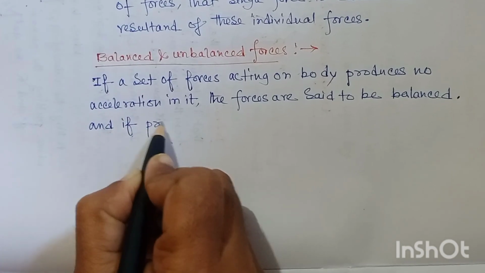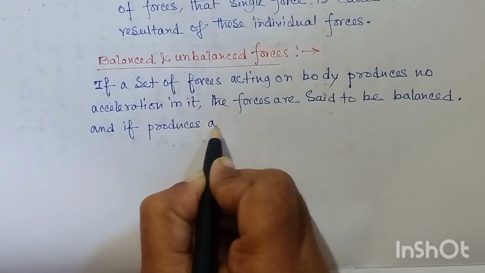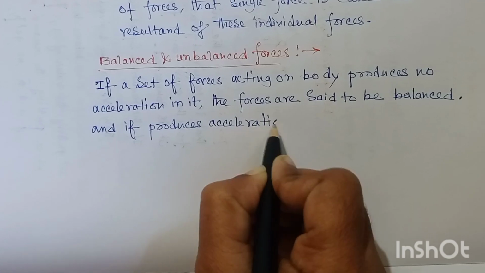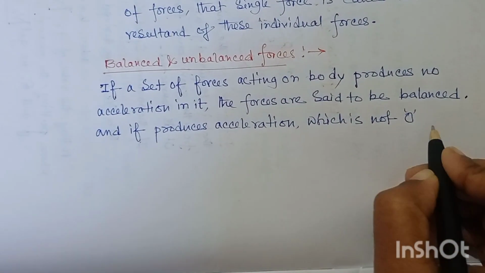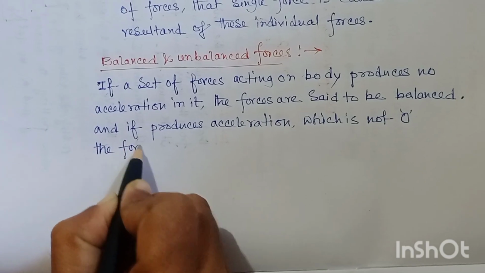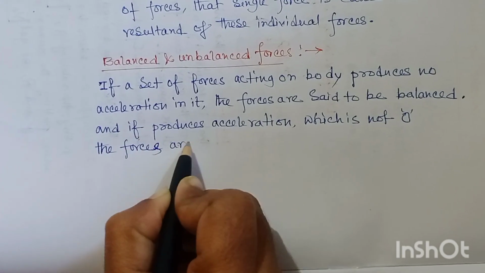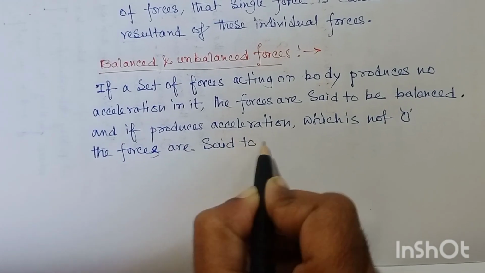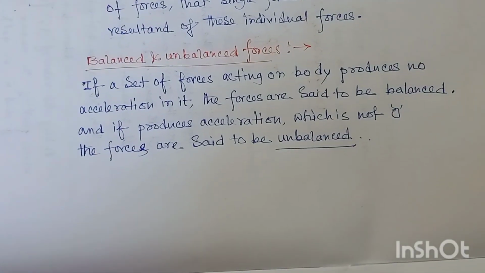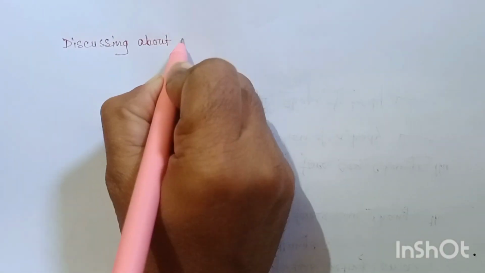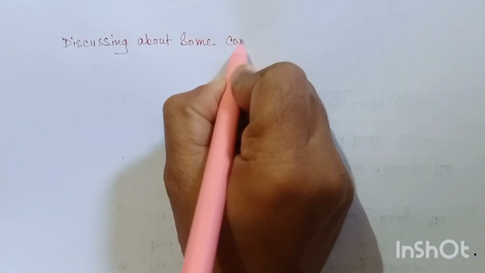That means the force applied from the east and the force applied from the west are the same, and so the car is not getting any acceleration. This is called the balanced force. If a set of forces acting on a body produces no acceleration in it, the forces are said to be balanced. Now we will discuss some common forces.